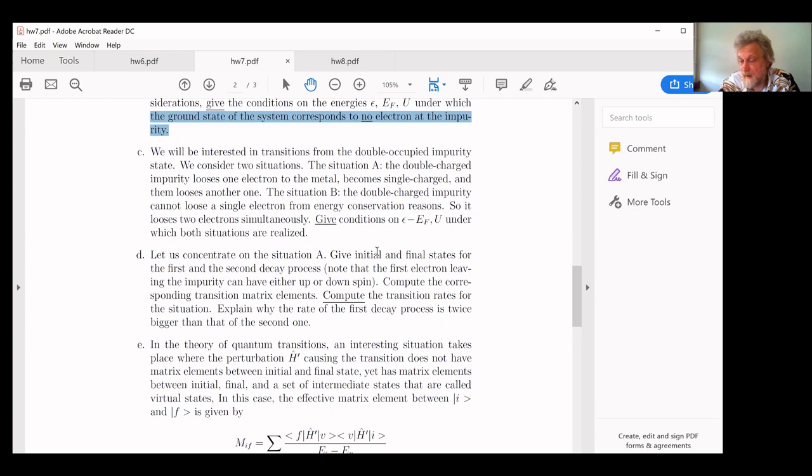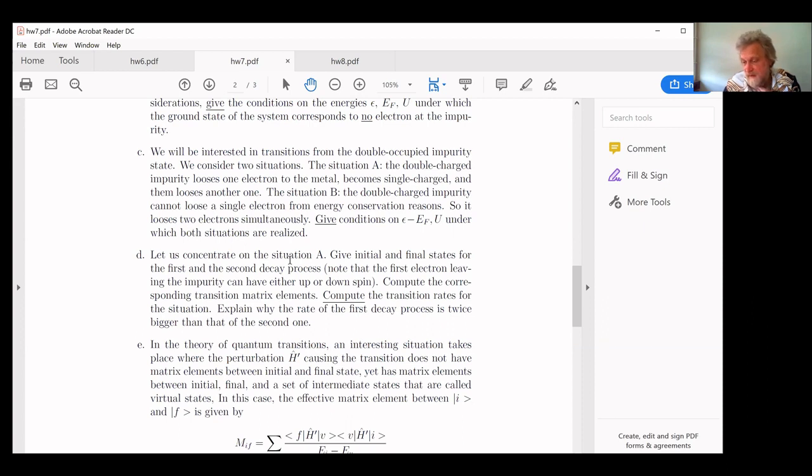Right? And in this case, the decay process is somehow complex. It will involve two electrons. But we are not there yet on computing. At the moment, we just need to understand the conditions at which both situations are realized. Compute energies.